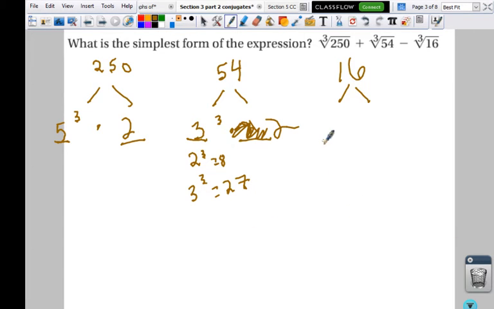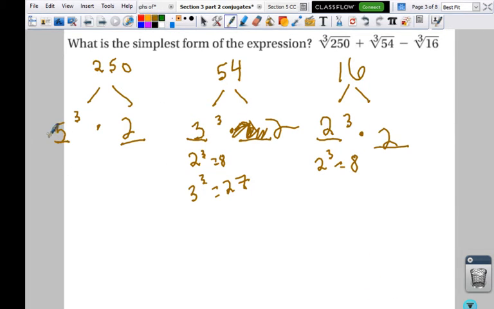Alright, 16, same thing. I want to rewrite it as something to the third times something else. So let's start picking numbers. 2 to the third is 8, right? Can I multiply 8 by something and get 16? Yes, 2. So 2 to the third times 2 is 16.